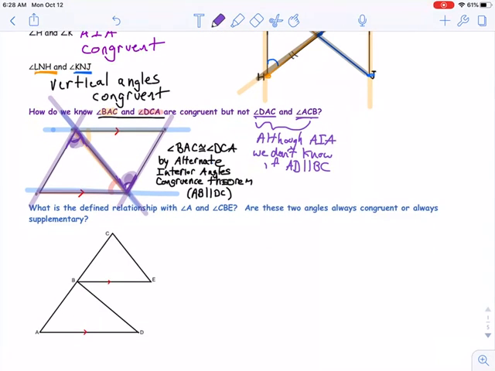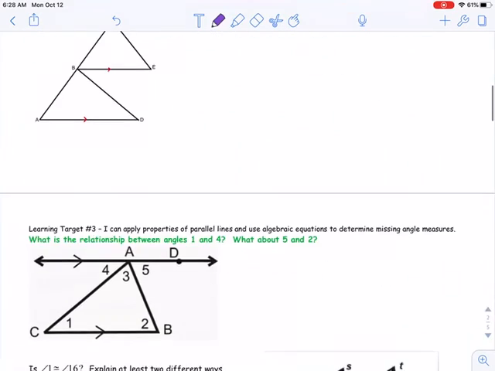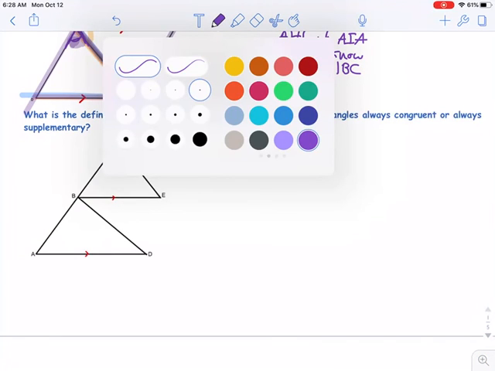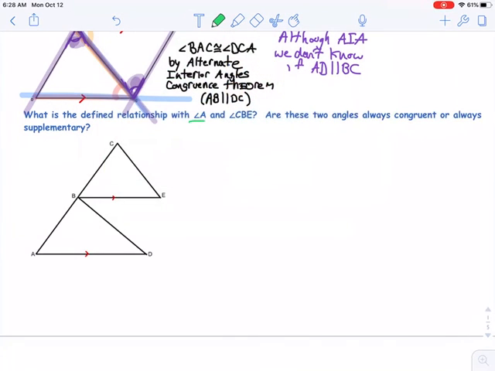Cruising right along. How many more of these do we got? This will be the last problem for this video. What is the defined relationship with angle A? So first, let's press pause right here. Reminder, there's only one angle coming off this vertex right here. So this is clearly angle A. And then CBE, we have to use 3 letters because there's all kinds of things going on.